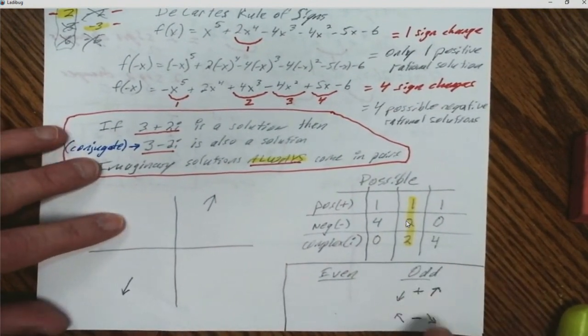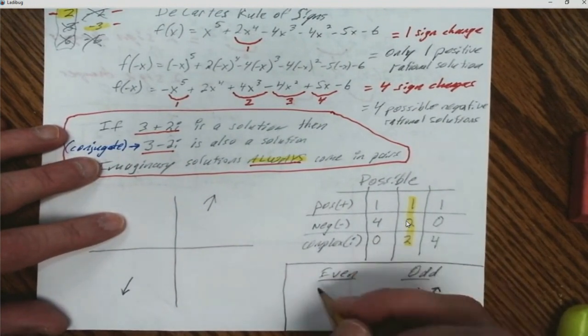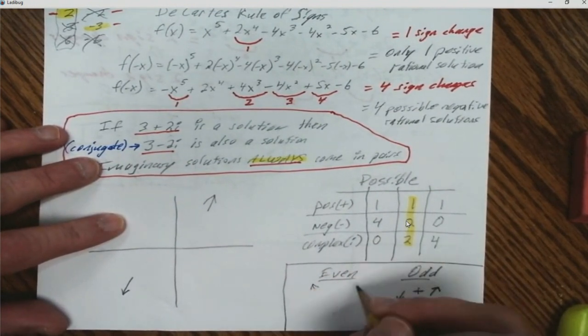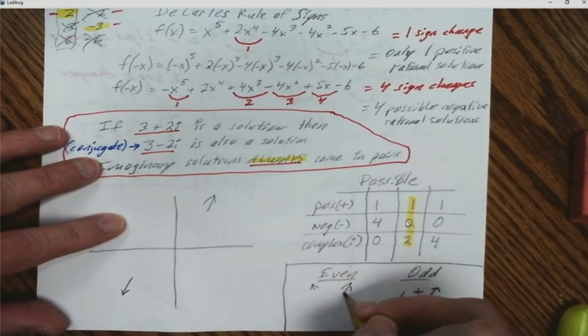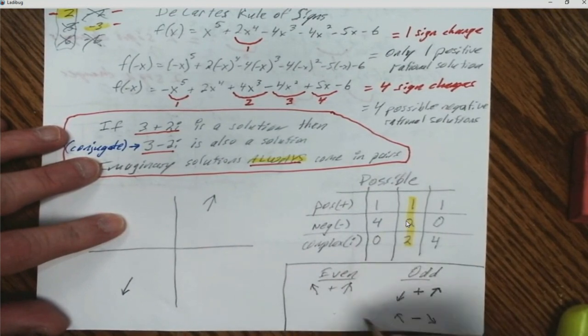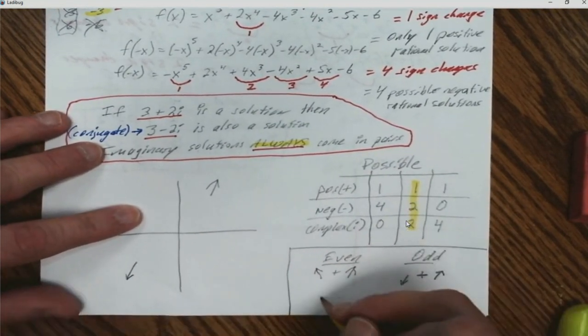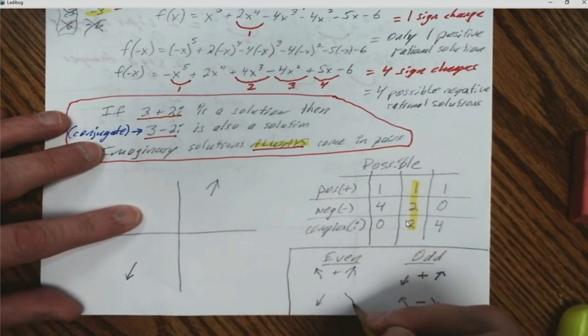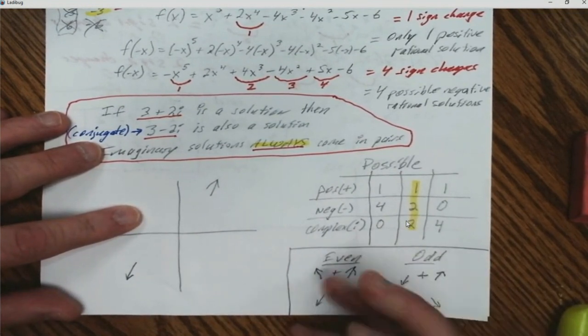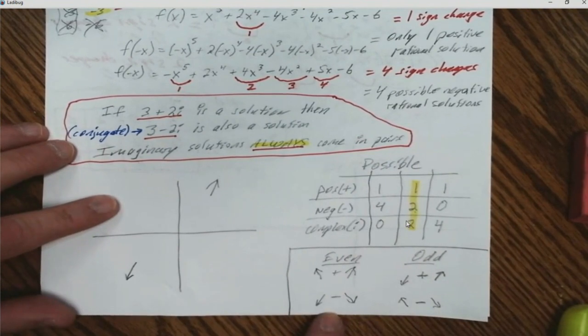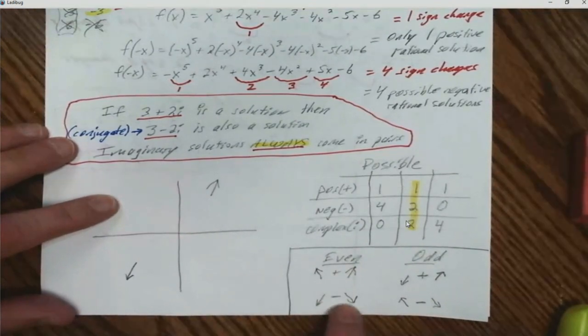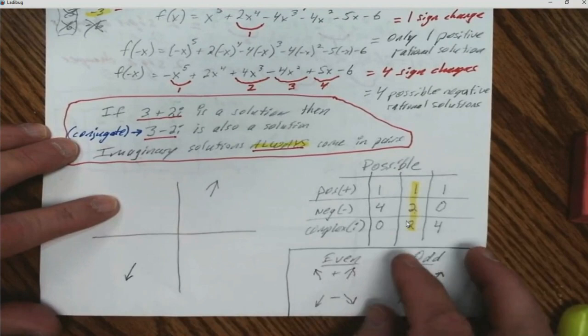We know on an even one, both ends are going to point the same direction. If it's positive, it's going to be pointing up. If it's negative, it's going to be pointing down. So if we're sketching an even one, like x to the fourth or x squared, like a parabola, they both point up or both point down. Odd ones go this way.